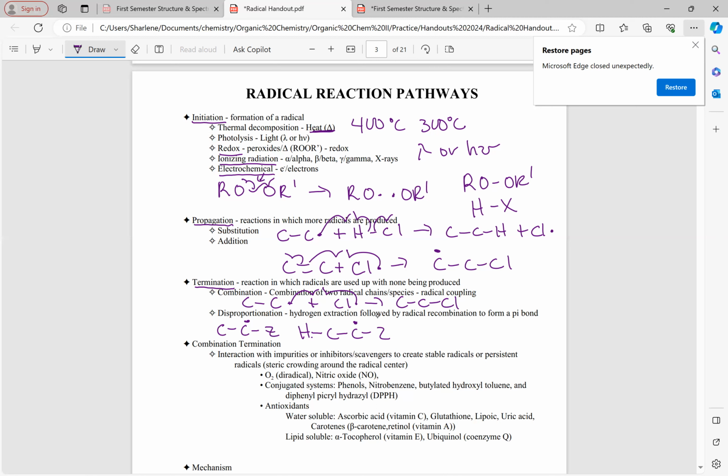All right. So in disproportionation, this will rip off a hydrogen. But notice there's already a radical on this species. So these two radicals are going to go back and form a pi bond. So we get C, C, C, there's the hydrogen I ripped off, plus C, C, C. Kind of a backwards propagation step. All right, so those are the two types of termination.